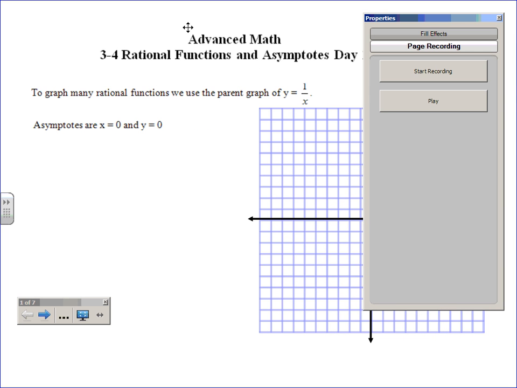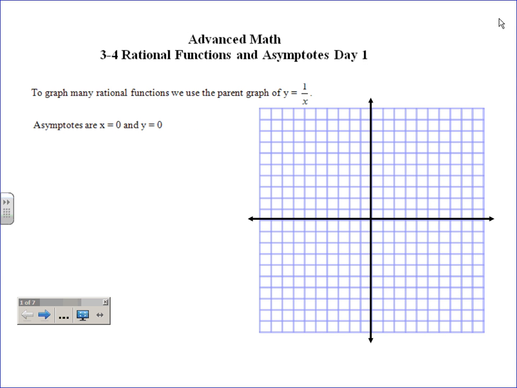All right. They're called rational functions. The reason they're called rational is because there is some ratio involved. In other words, a fraction. But for it to technically be rational, there has to be a variable in the denominator.